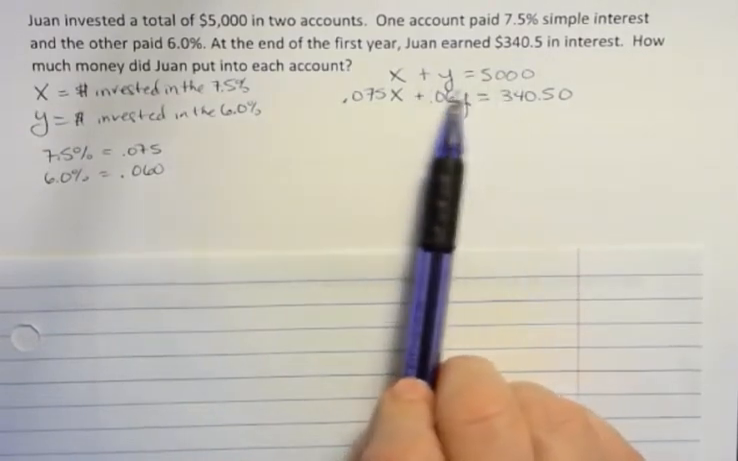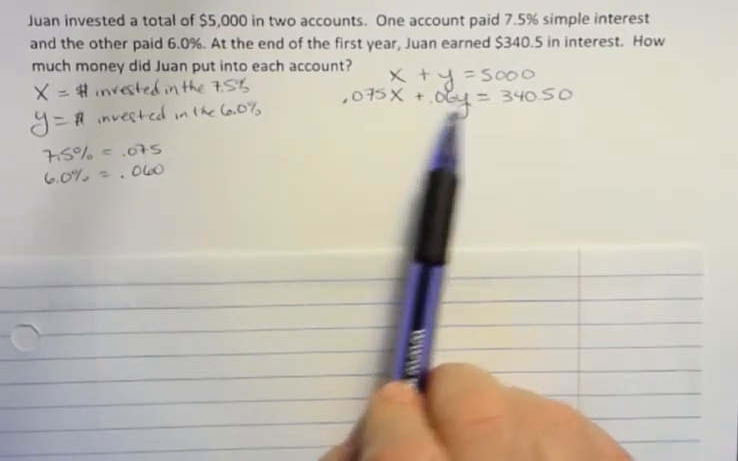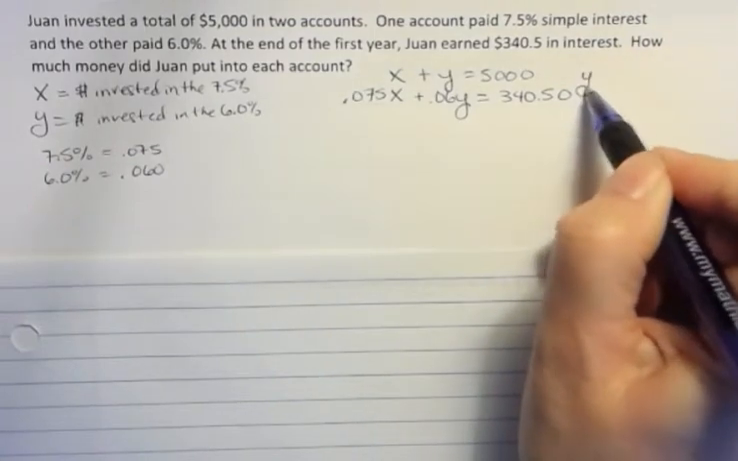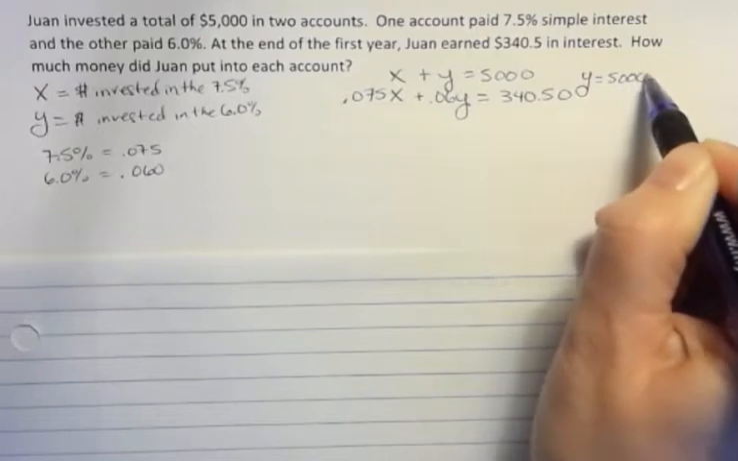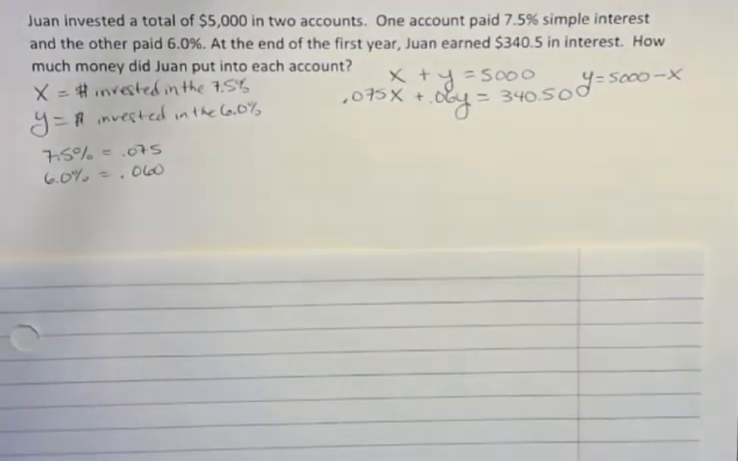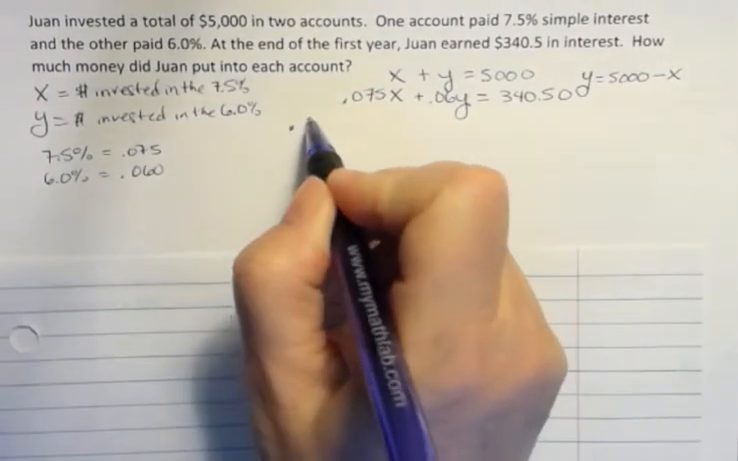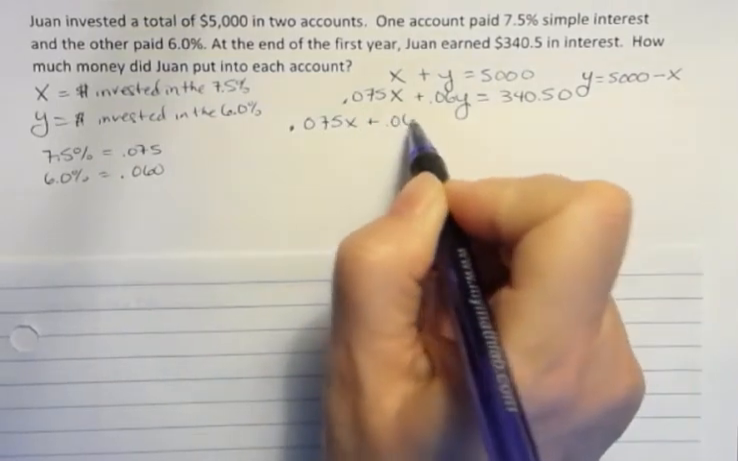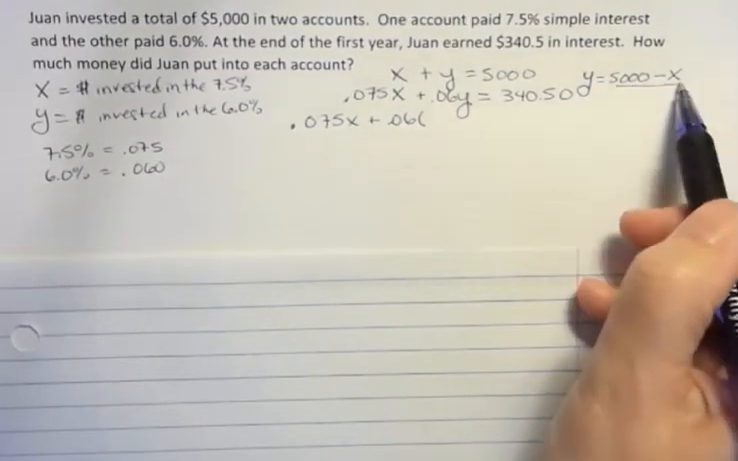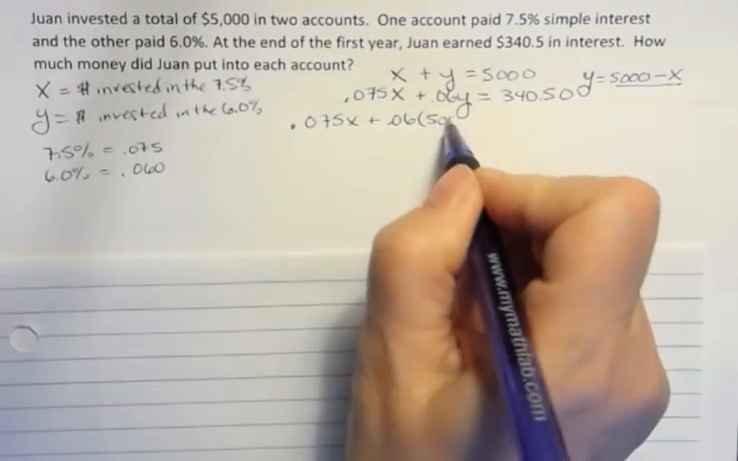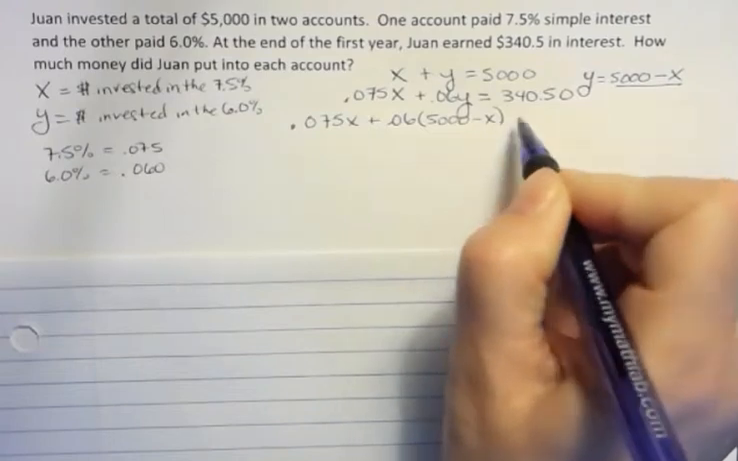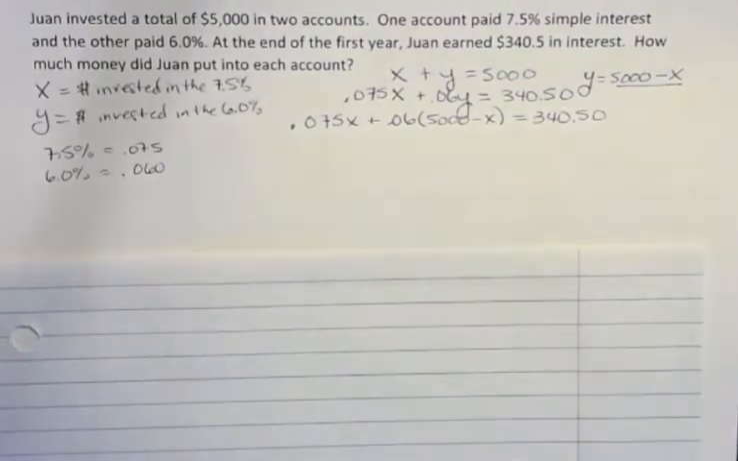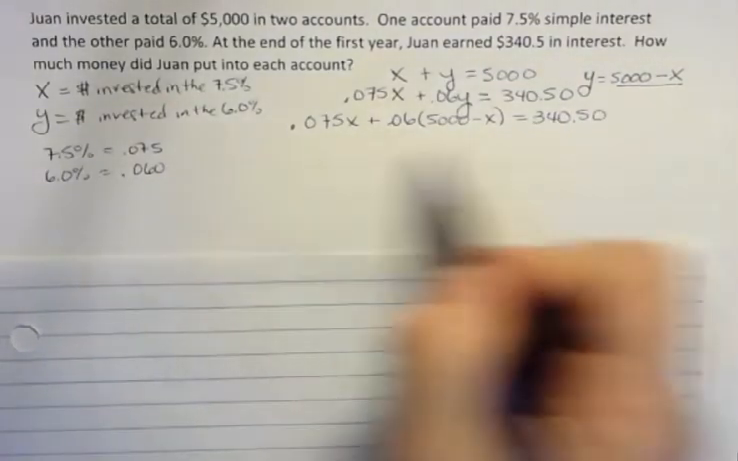So what I'm going to do is rearrange this top equation so that I can substitute. I'm just going to subtract x from both sides. Do you see that that would be y equals 5,000 minus x, just by moving the x to the other side? Then I'm going to come down to this equation, 0.075x plus 0.06, and instead of y, I'm going to put what y equals, which is 5,000 minus x. And that's going to equal $340.50. Okay, so now I can solve this equation with just one variable in it.